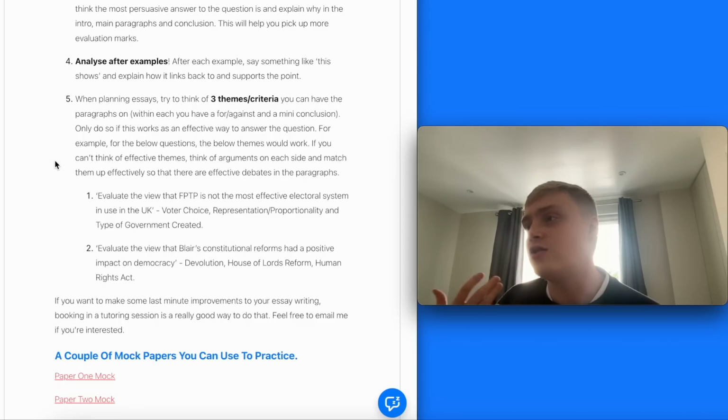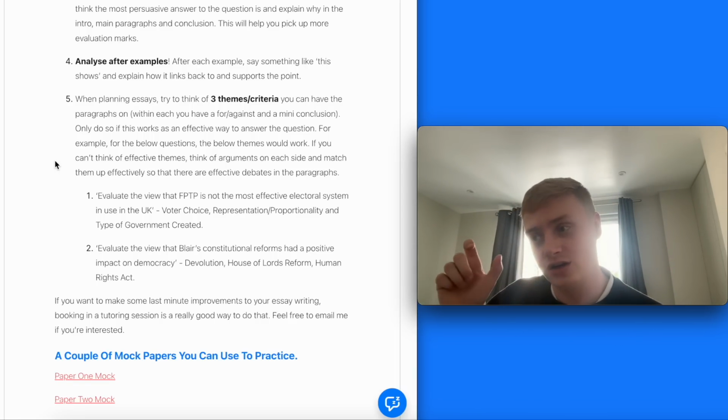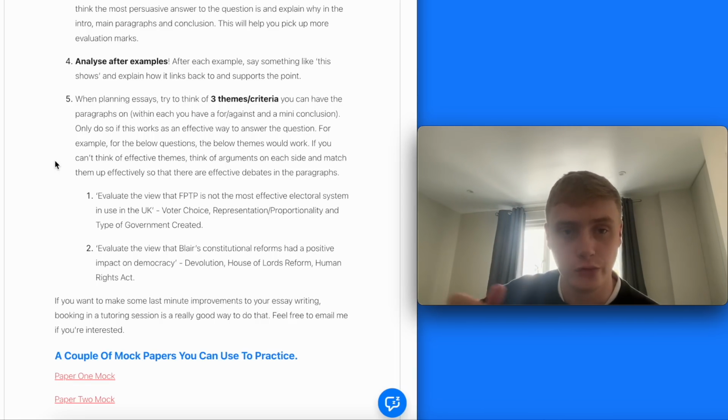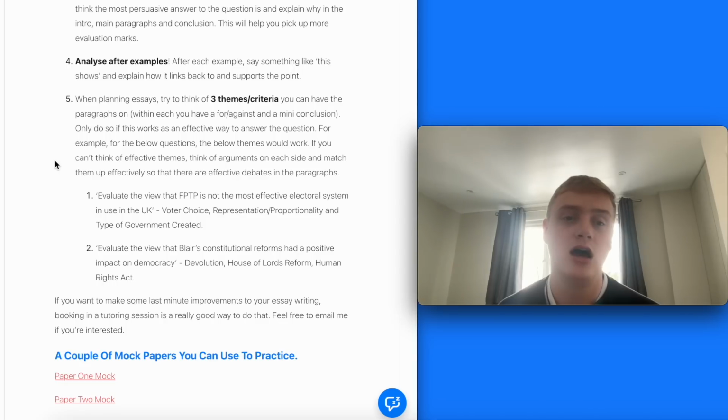Or evaluate the view that Blair's constitutional reforms had a positive impact on the UK. You look at three of the key reforms: devolution, Human Rights Act, House of Lords reform. Or for example, evaluate the view that first past the post isn't the most effective electoral system in the UK. Three criteria to judge that: voter choice, representation or proportionality, type of government created. And these are things you should be thinking about and planning before the exam as well.